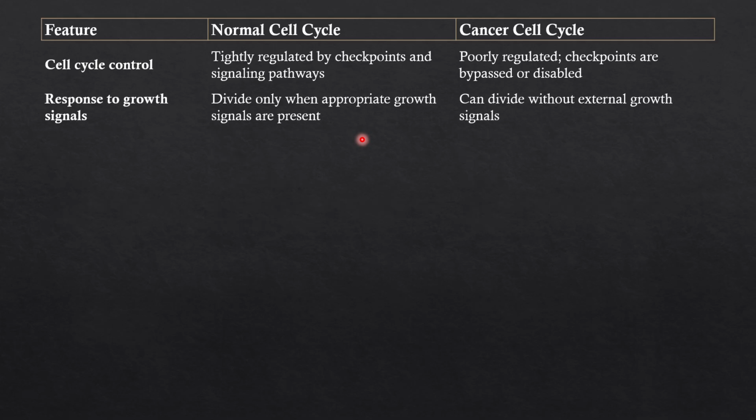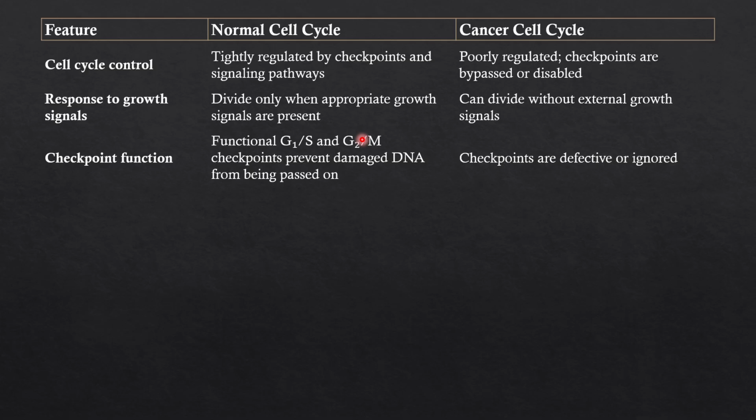Normal cells respond strictly to growth signals, and they divide only when the cells receive the appropriate external signals from the environment. However, the cancer cells can divide without these external signals, meaning they become independent of the normal growth and control mechanisms. The checkpoint function is another key difference. In the normal cell, the G1/S as well as G2/M checkpoints are functional, preventing the cells with damaged DNA from progressing further.